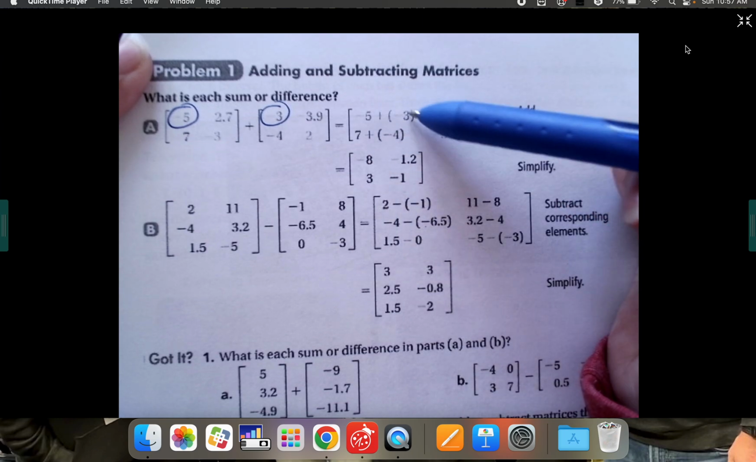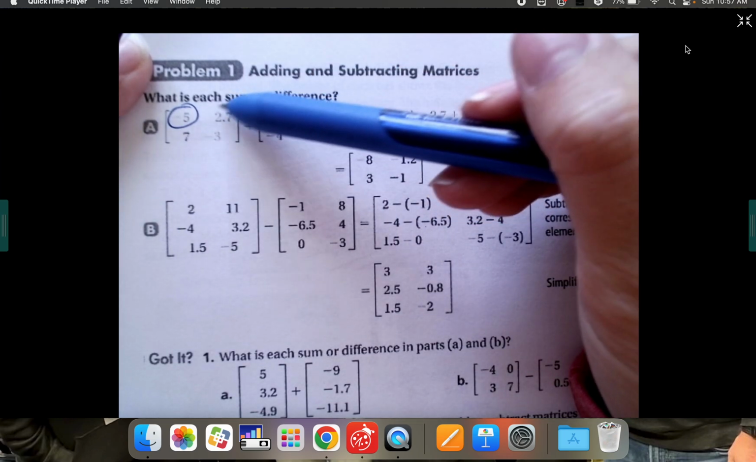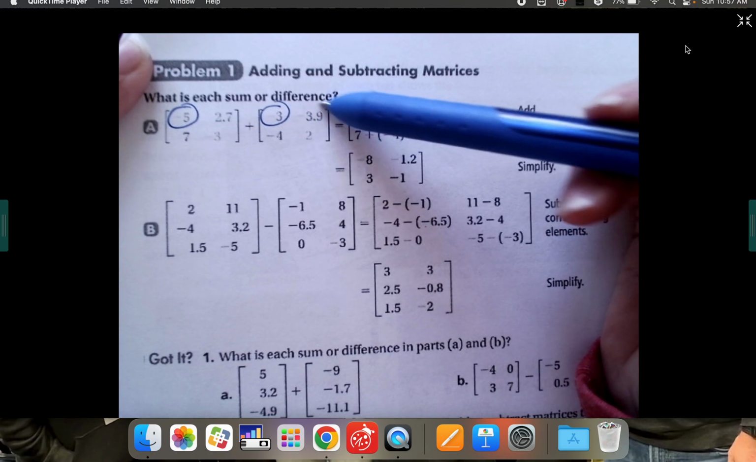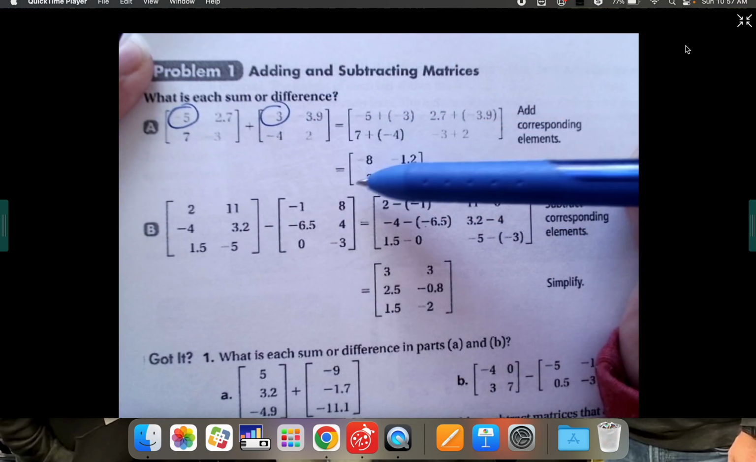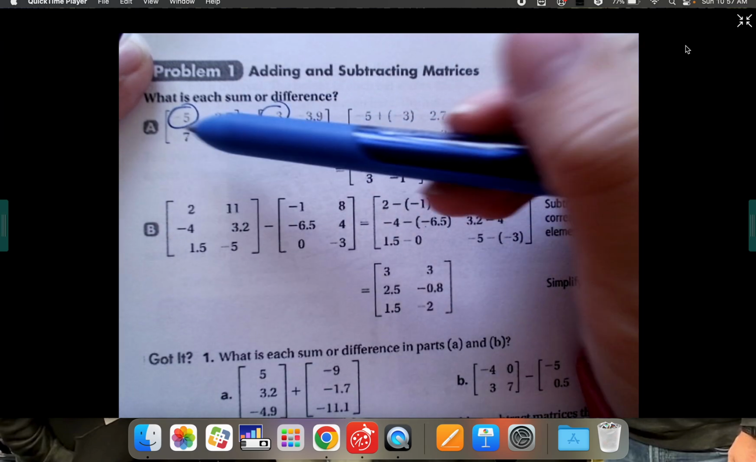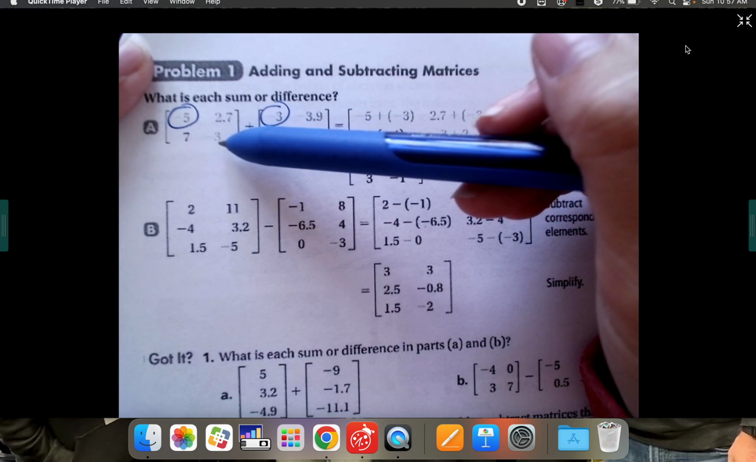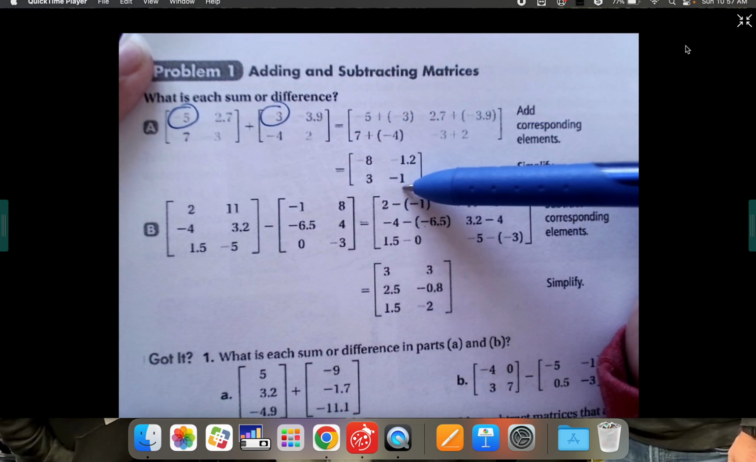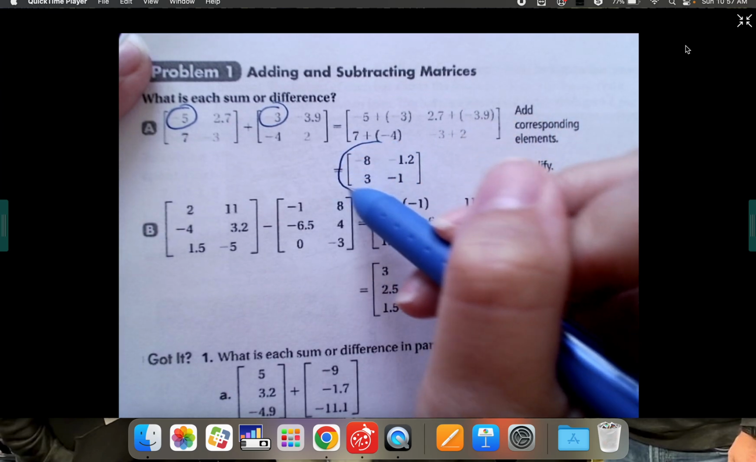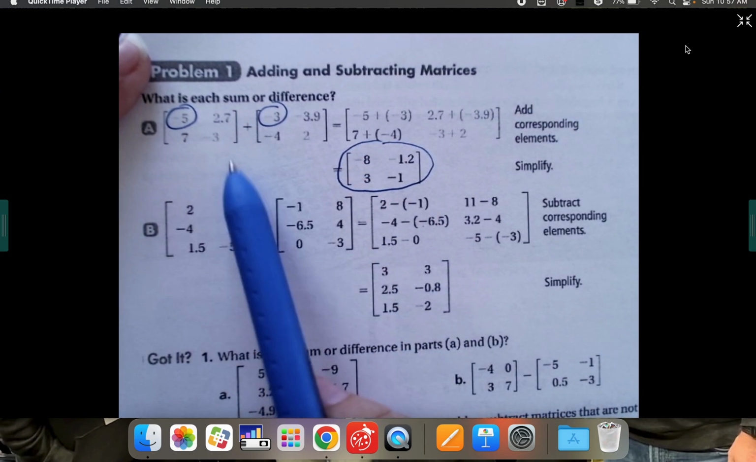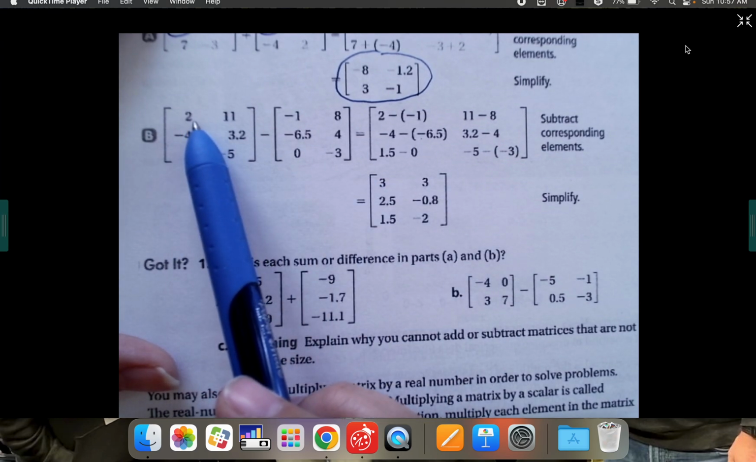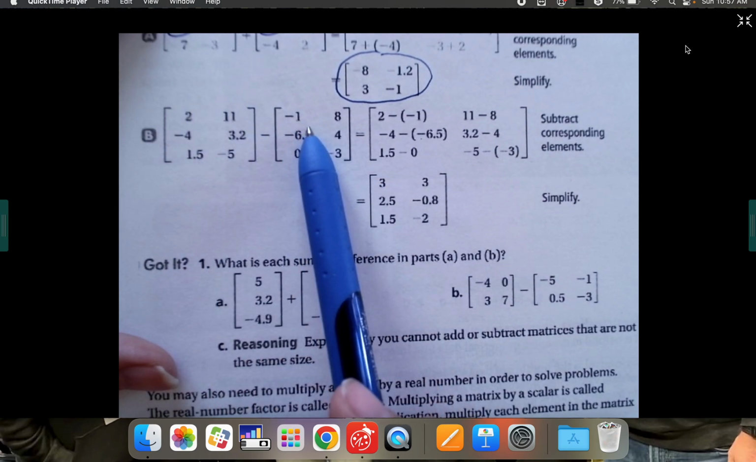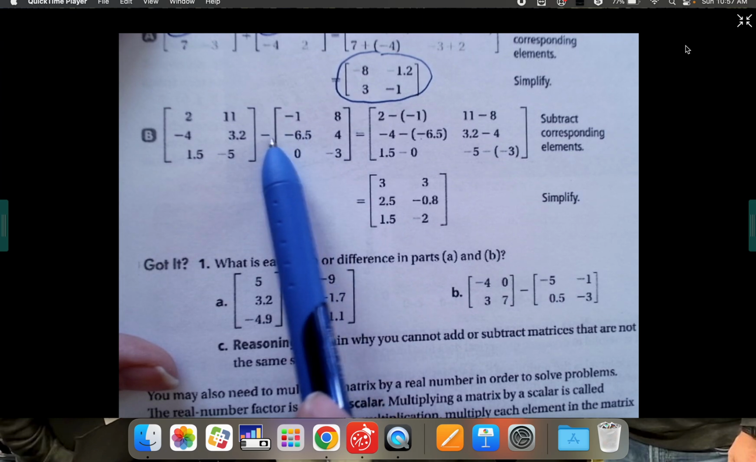They're just working it out for you here. In the top right corner, 2.7 plus -3.9 is -1.2. So you'd put it in the top right corner. 7 plus -4 is 3. So it goes in that same spot relative to where it was. And then -3 plus 2 is -1. So this is our answer when you added these two matrices. Same thing works when you subtract. You look at where the 2 is and you find that same spot in the other one, which is -1, and we are subtracting.